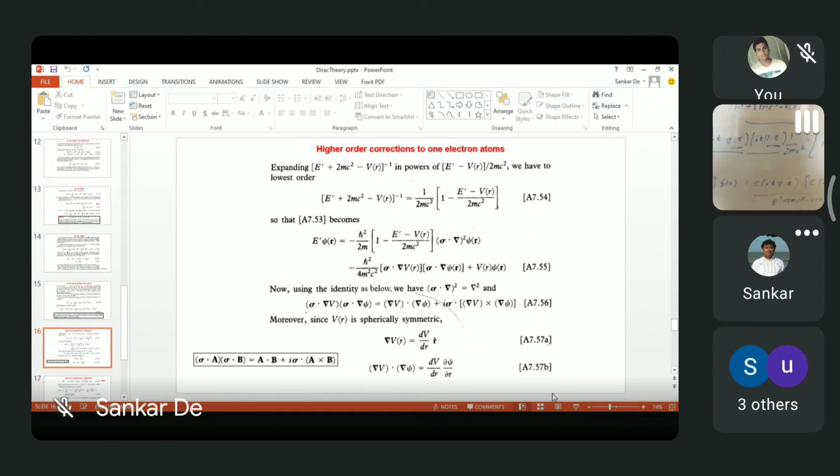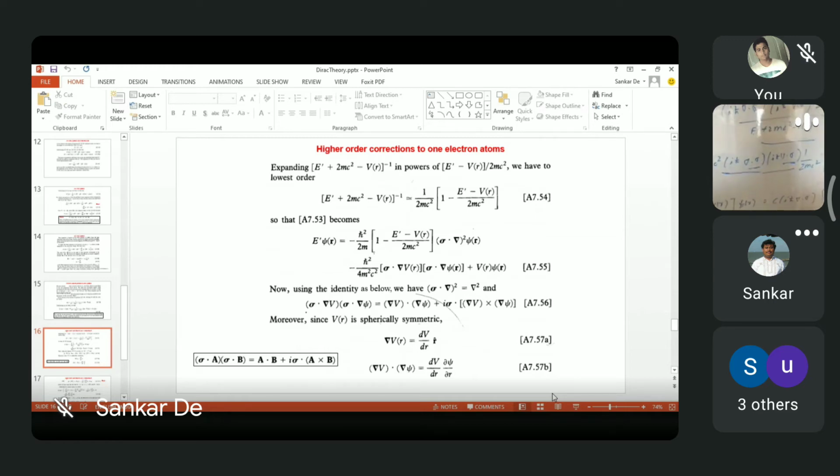Because in the second term, I think it is multiplied with the 1 by 2mc square in A754. That's why I got minus h cross square by 4m square c square. In this way only I can do that. And there is a VR and psi R multiplication. That means there is a sigma dot delta, two sigmas are there, right? So one is multiplied with the psi, one is multiplied with the v, but I'm still sure that what is written over here in A755 is not correct.